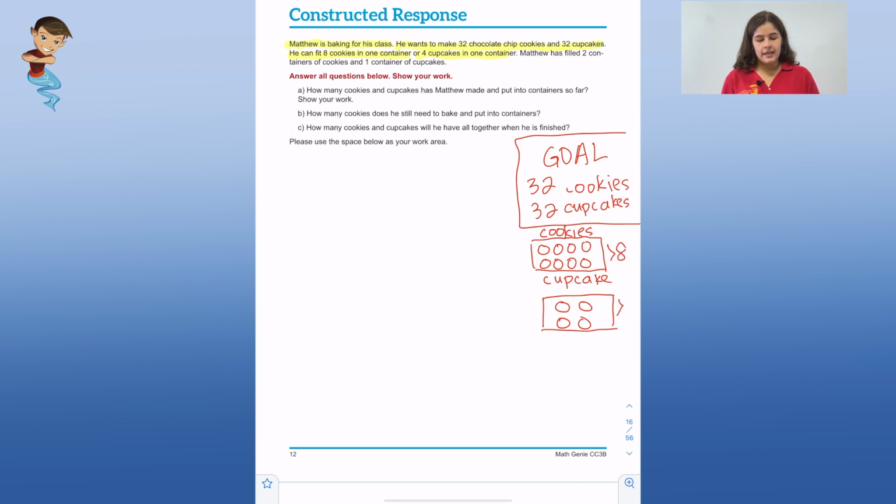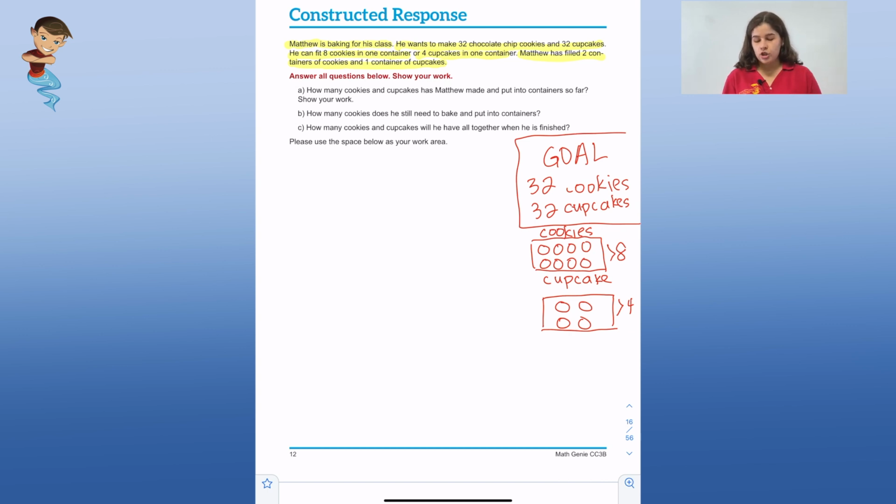All right, as long as they have the diagram, that's perfect. If they prefer to have the number version, that's good as well. It's all about connecting the math aspect to the visual aspect, especially in younger students. The last part of our information says, Matthew has filled 2 containers of cookies and 1 container of cupcakes. So we already have some progress in our situation.